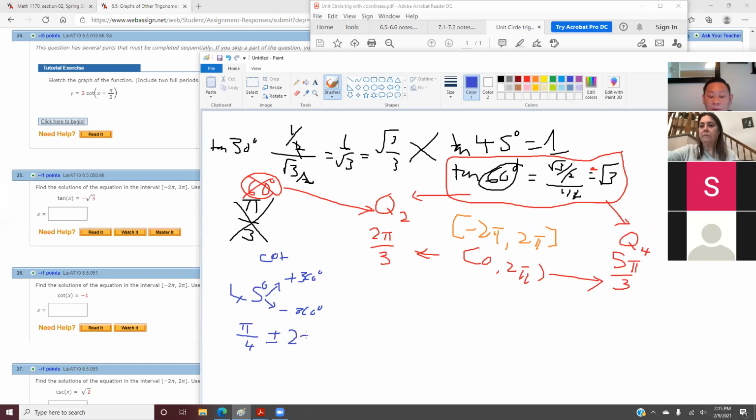You add, subtract what? 2 pi. So in order for us, this is positive. What is missing here is the negative. You got a positive one. Now in order for you to find the negative one, you just need to subtract 2 pi.